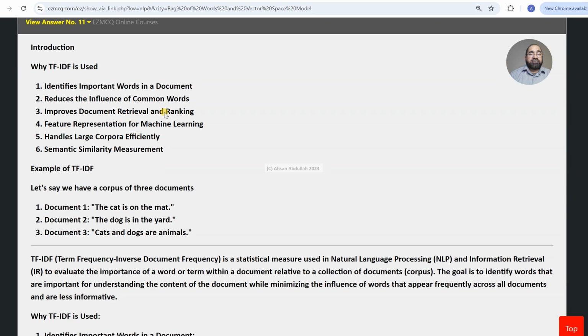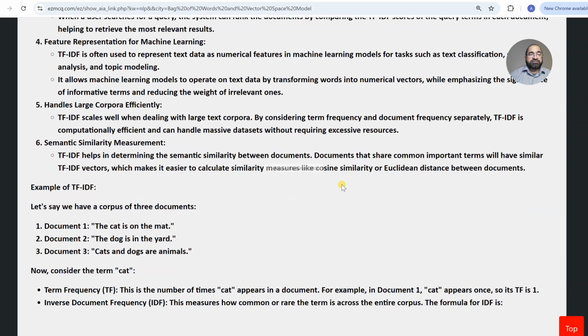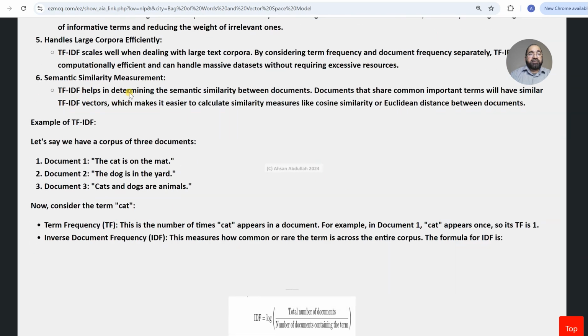It improves document retrieval and ranking because there is a concrete similarity measure. There are multiple of them. It gives feature representations for machine learning, and of course handles large corpora efficiently. I'll explain to you how it handles large. TF-IDF scales well when dealing with large corpora, with term frequency and document frequency computed separately. TF-IDF is computationally efficient and can handle massive datasets without requiring excessive resources. And TF-IDF helps in determining semantic similarity between the documents.